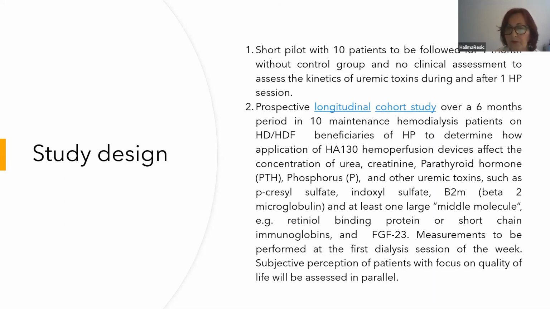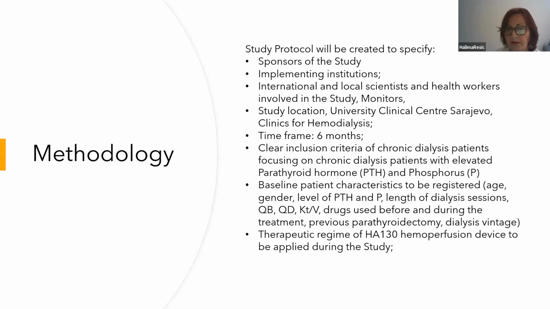The study protocol will be created by the sponsors of the study and the implementing institution. Study location is University Clinical Center Sarajevo, Clinic for Hemodialysis, time frame 6 months, and clear inclusion criteria for chronic dialysis patients, focusing on chronic dialysis patients with elevated parathyroid hormone and phosphorus. Basal patient characteristics will be registered, and the therapeutic regime with the HA130 hemoperfusion device to be applied during this study.